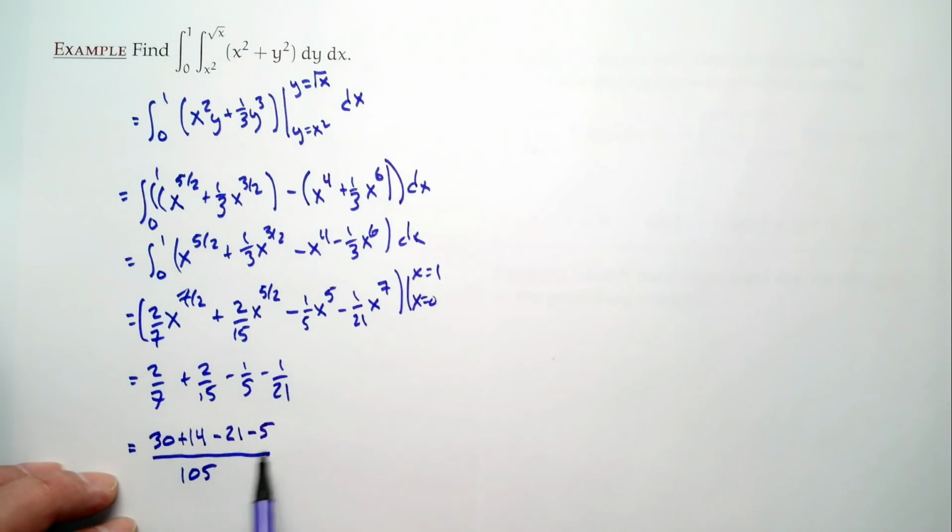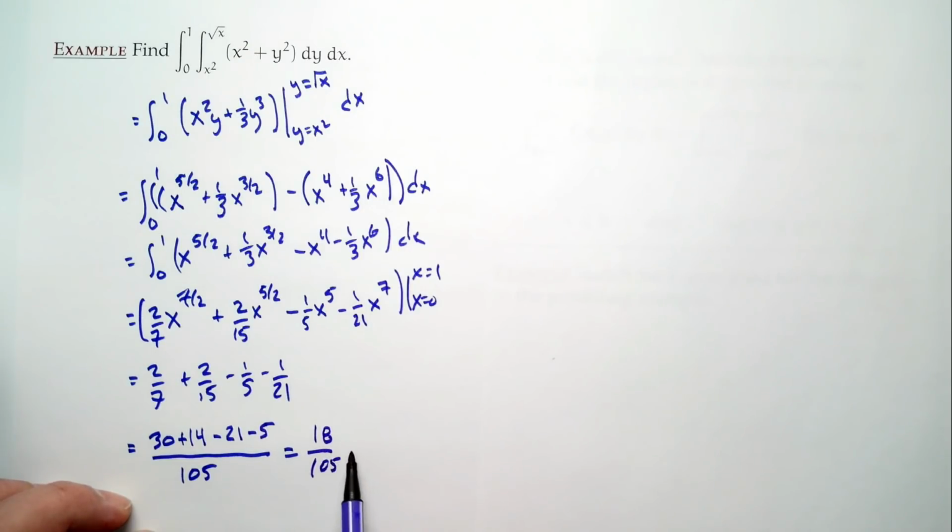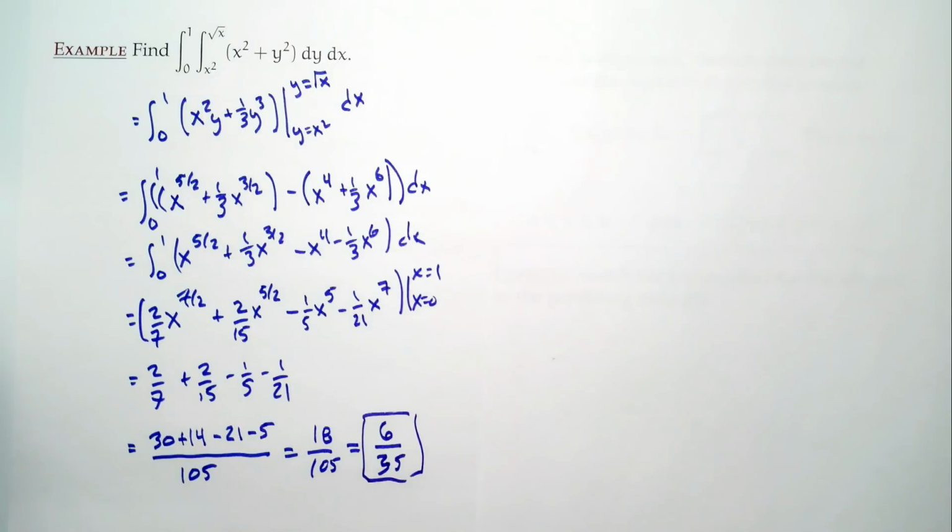So we get 44 and subtract 26. 44 subtract 26 would be 18. Now, do 18 and 105 have anything in common? They're both divisible by 3. So I can take out 6. And then if I divide by 3, that's 35. 6 over 35. Okay, there you go. Now you might say, what is that? And the answer is it's 6 over 35.